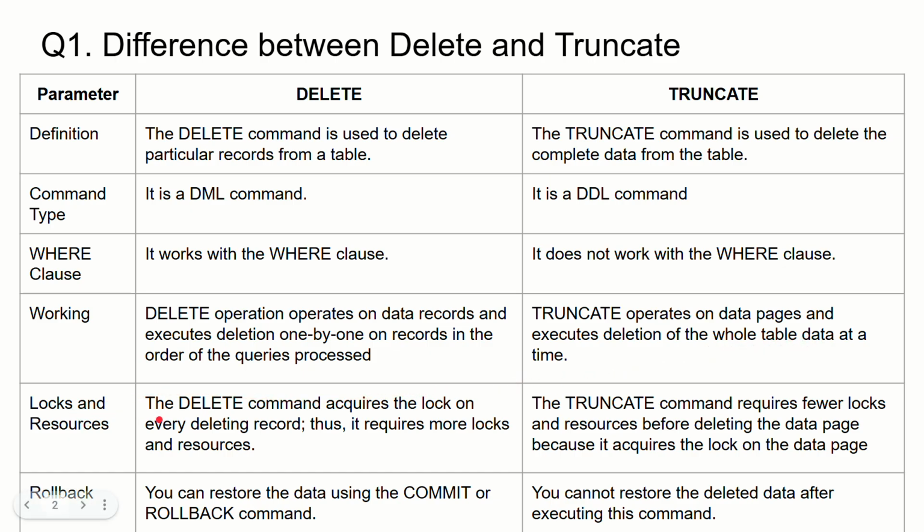Locks and resources. The delete command acquires the lock on every deleted record. Thus it requires more locks and resources. The truncate command requires fewer locks and resources because it acquires the lock on the data page instead of each record. Rollback. We can restore the data using commit or rollback command since delete is a DML command, and we cannot restore the deleted data after executing truncate because it is a DDL command.